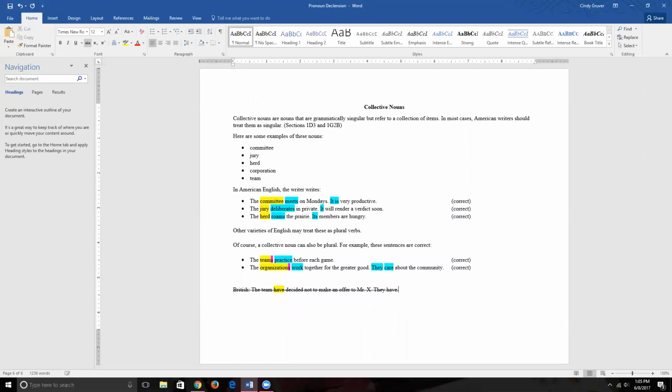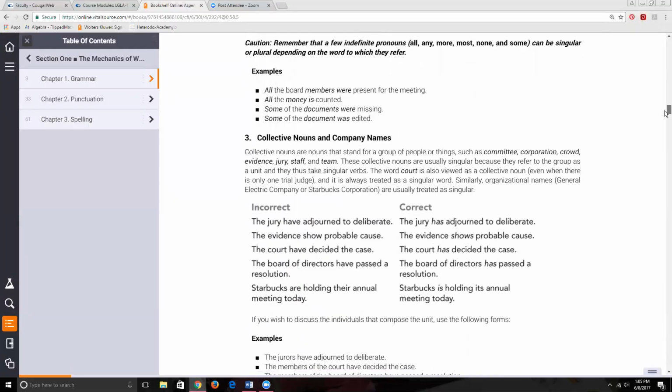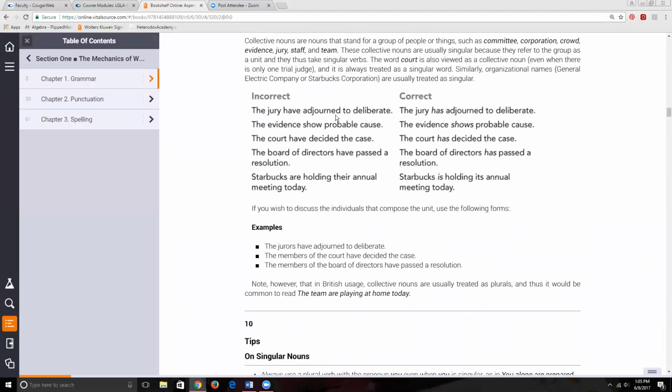Okay, so that's a description generally about the subject-verb agreement aspects. And let me go back to our textbook, that is this section right here. This is the section that's on page 9. Okay, we have the jury has adjourned. The evidence shows. The court has. The board of directors has. This one's a little bit confusing though. Let's pause and look at the board of directors has.